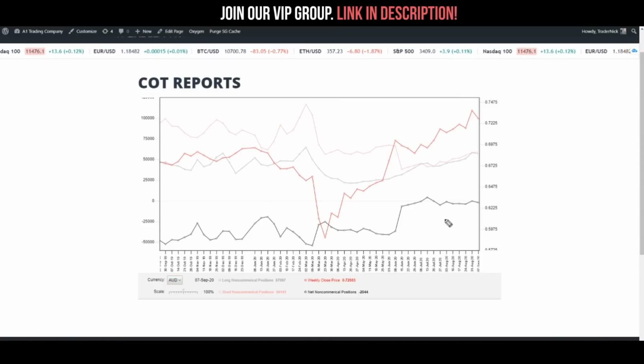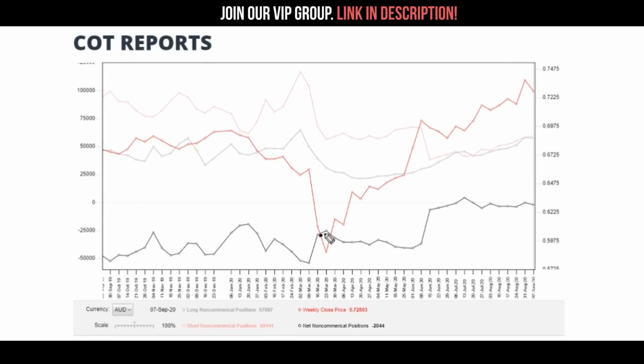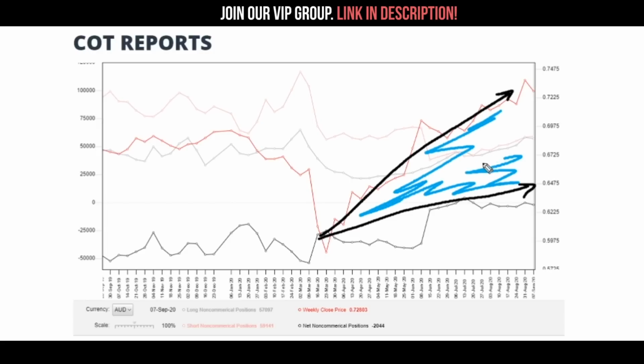Ooh, similar story to the pound just off the rip. So you can see back in March, we've been driving up very strongly on the Australian dollar price. However, what does the net non-commercial position say in response to this drive up? Well, it says, yeah, positive trend, but not as much as it's shown here. So this is interesting because that's showing a potential divergence here in the strength of this trend.